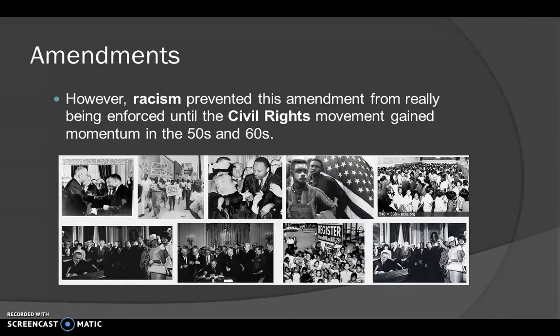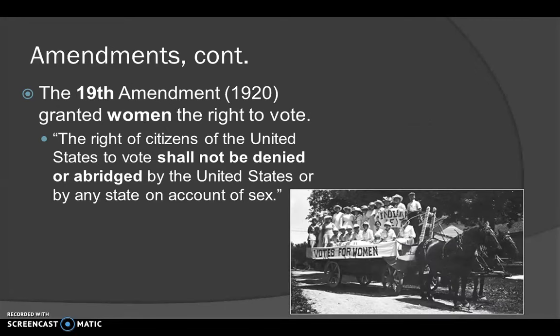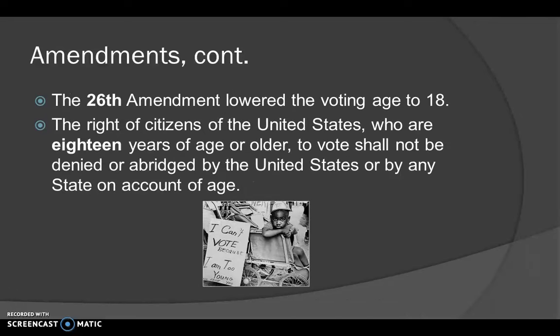However, racism prevented this amendment from really being enforced until the civil rights movement gained momentum in the 50s and 60s. The next amendment that expanded voting rights was the 19th Amendment in 1920, which granted women the right to vote. And that one says, "The right of citizens of the United States to vote shall not be denied or abridged by the United States or by any state on account of sex."